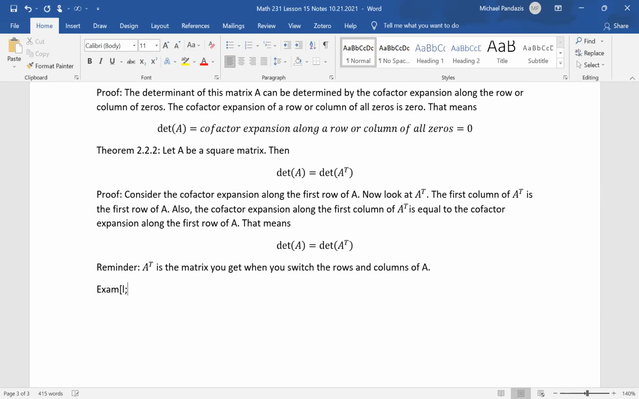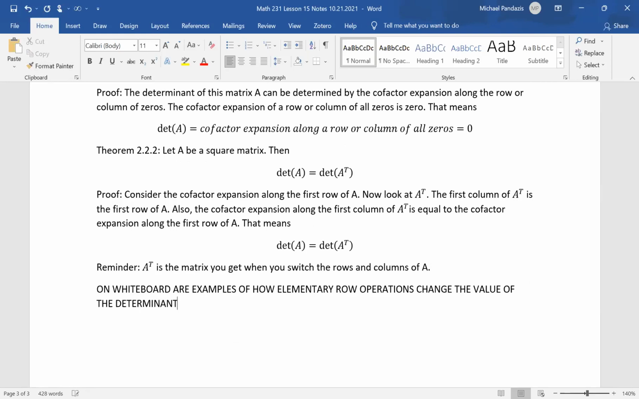So these are examples. I'm going to do this on the whiteboard. Okay, so on the whiteboard are examples of how elementary row operations change the value of the determinant of a matrix. We're going to take a matrix and do an elementary row operation on it, and we're going to see how it affects the determinant of the matrix.